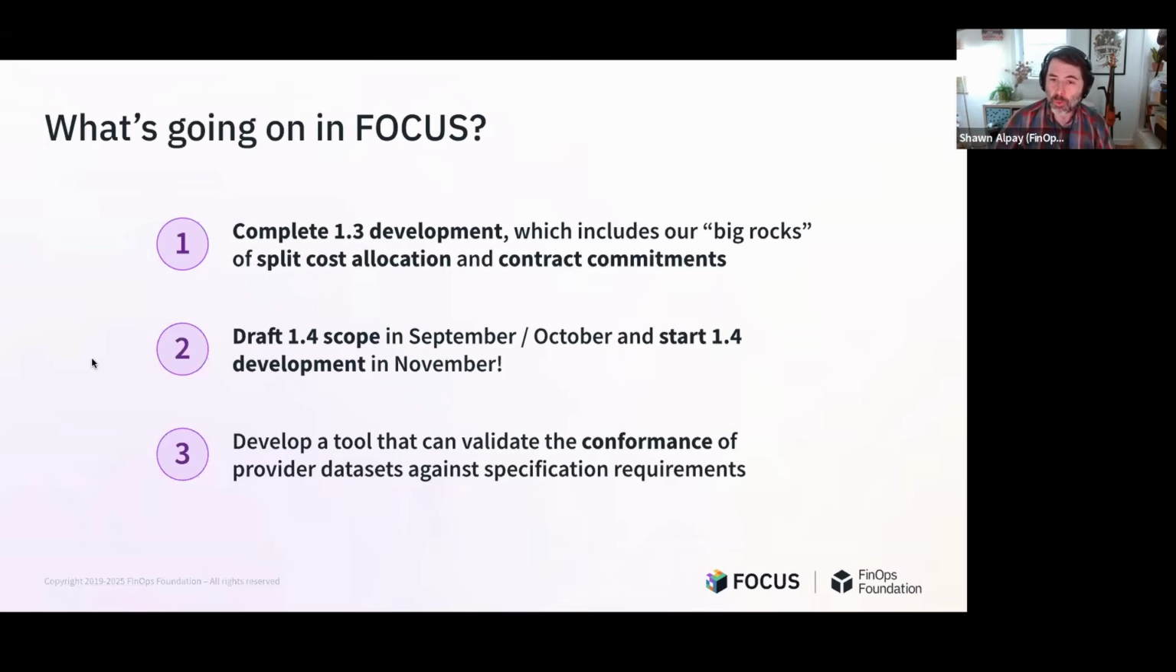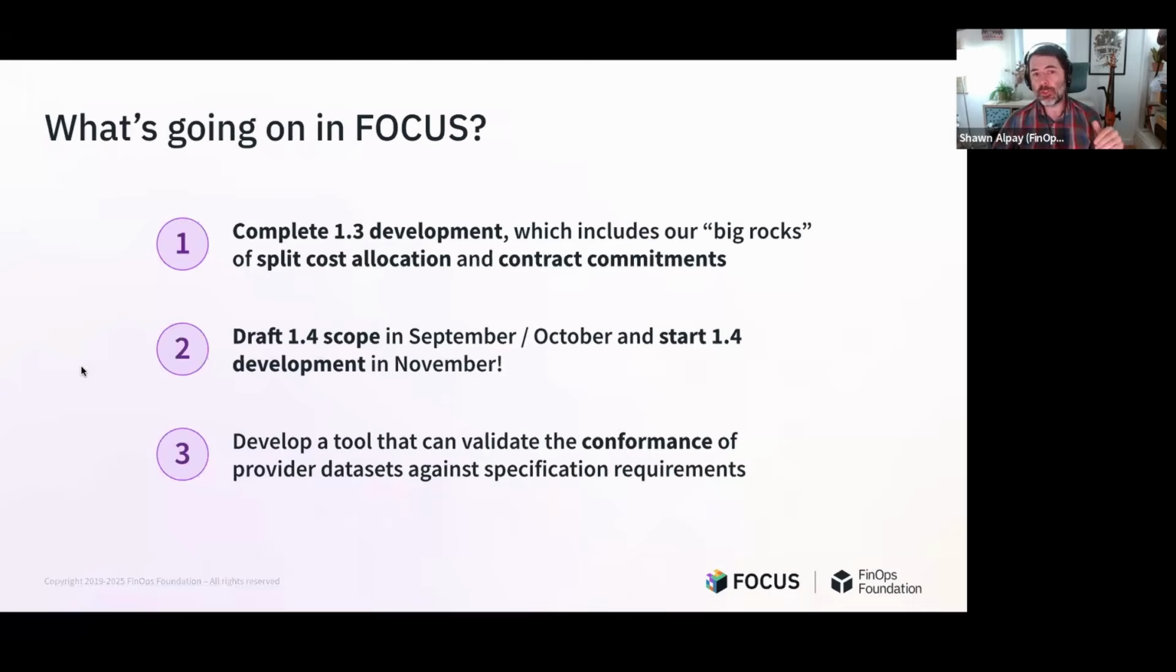We're also developing a tool alongside all of that that can validate the conformance of provider data sets. So we're working on a conformance program, and the foundation of that's going to be a tool that can automatically take a FOCUS data set and determine how conformant it is against the specification's requirements. So more to come on that. We're working on that right now.